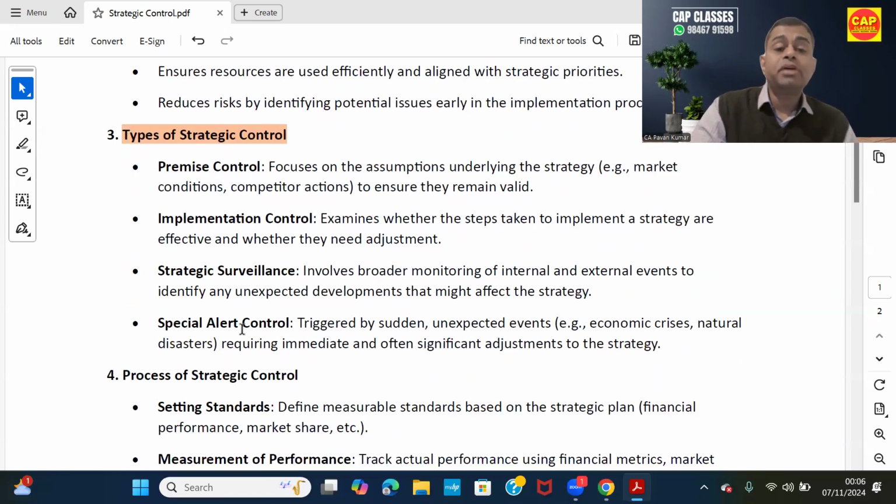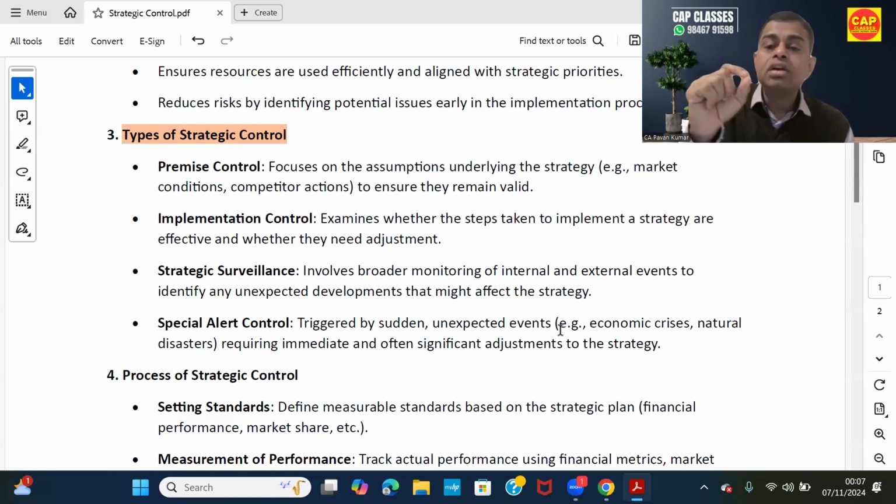And the fourth one is special alert control. This is specific. The third one is generic. The fourth one is specific. For example, some natural disaster happened, some catastrophe, some economic crisis, some recession, or some pandemic. It could be COVID. It could be something else. So something happened. How do you adjust your organization towards that?